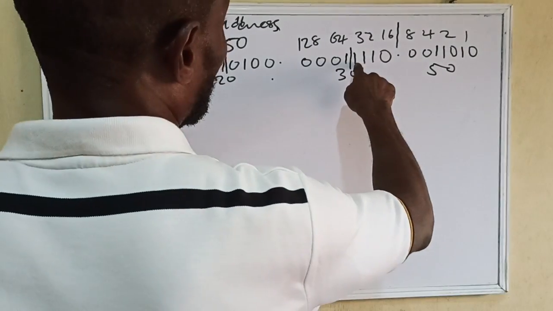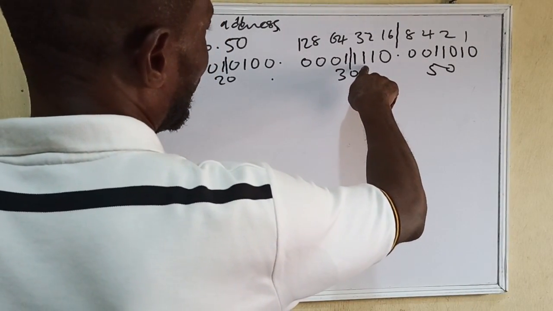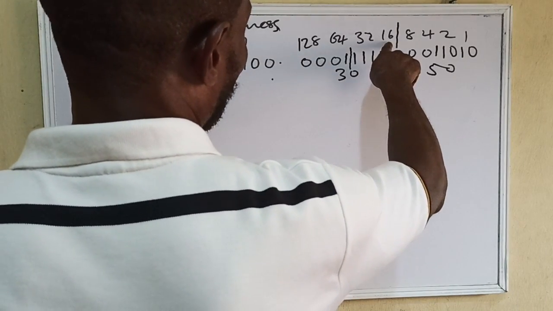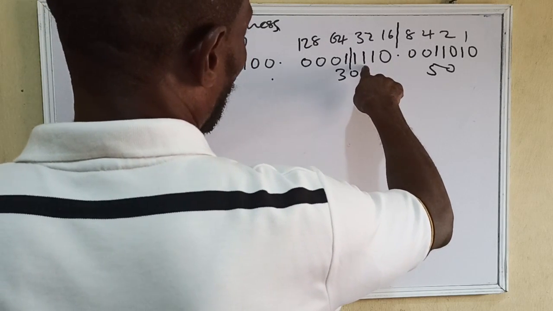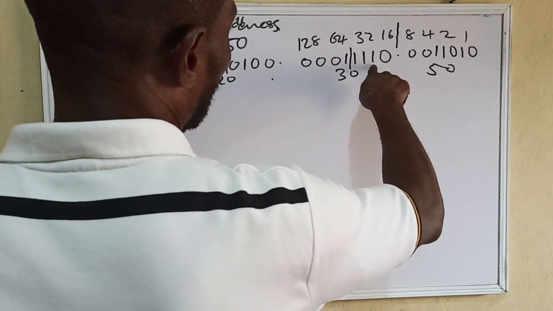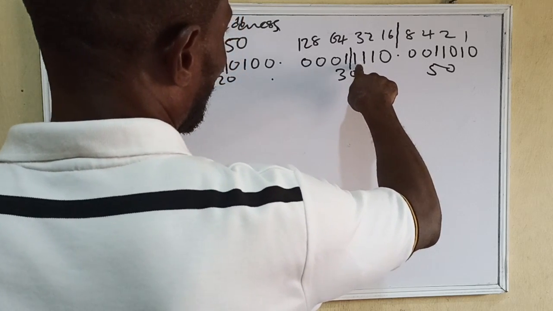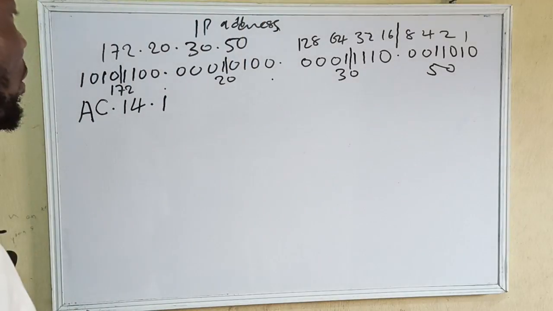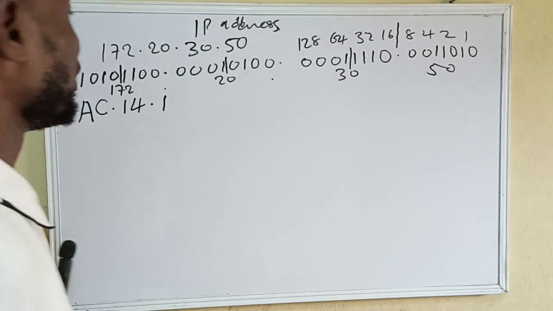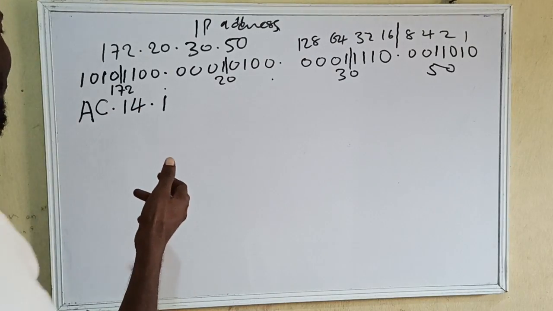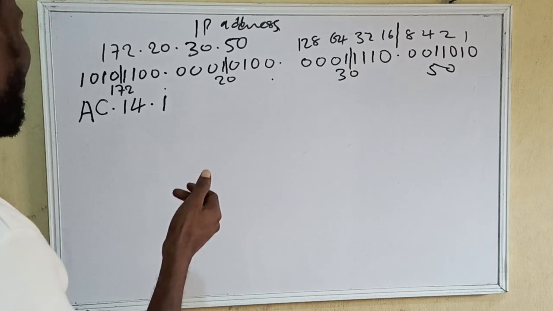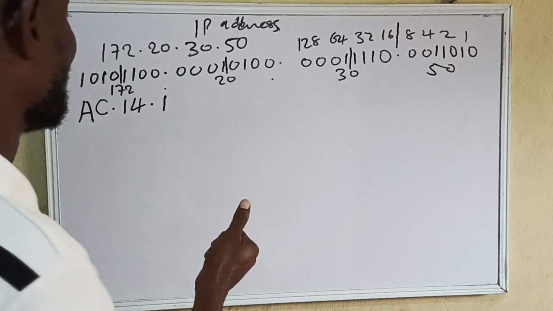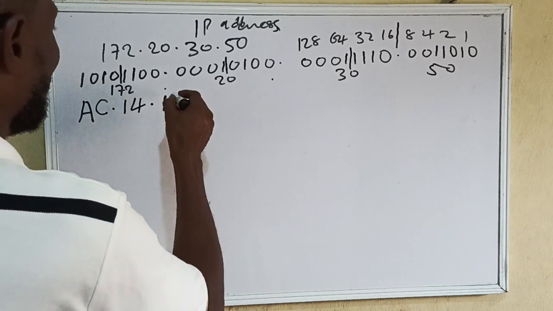Because this is 8, 12. Oh, 13. It can't be 16. It's not possible. Look at 16 here. This is 8, 12, okay, and 2. 8, 12, and 2, which is 14. Okay? 14 is E. A is 10, B is 11, C is 12, D is 13, E, which is 14.